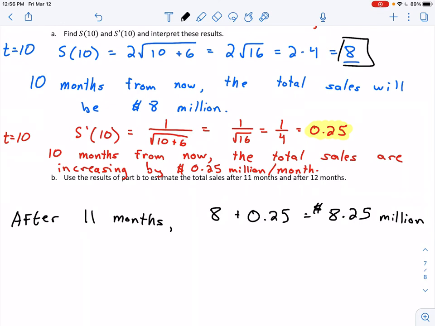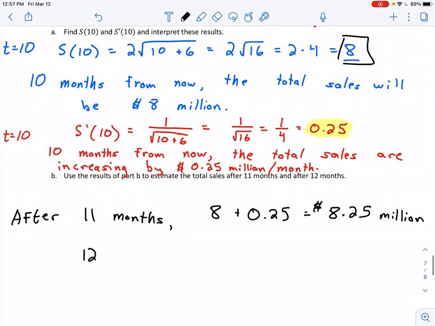After 12 months, well, I'm just adding on one more month. So I'm still going to expect my sales to be increasing by this amount. Maybe not exactly this amount because we're a little bit farther away now. We're talking about 12 months versus 10 months, but probably close to that amount. So after 12 months, I'll just take, well, what was my approximation after 11 months? It was 8.25 and add on another $0.25 million because that's how much I would expect it to be increasing by. So here I'd end up with $8.5 million.